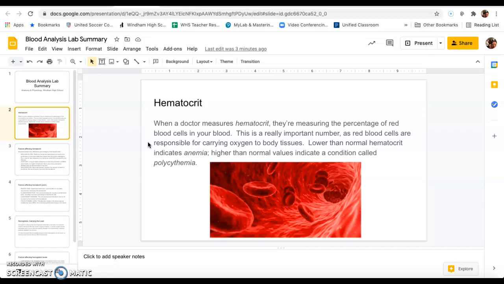And this hematocrit, therefore, is a really important number because red blood cells are tasked with carrying oxygen to body tissues. So lower than normal numbers can be a really big problem. A lower than normal hematocrit will indicate a condition called anemia that you're probably pretty familiar with. Higher than normal values indicate a condition called polycythemia, which may be entirely new to you. So we'll explain that just a little bit in a minute.